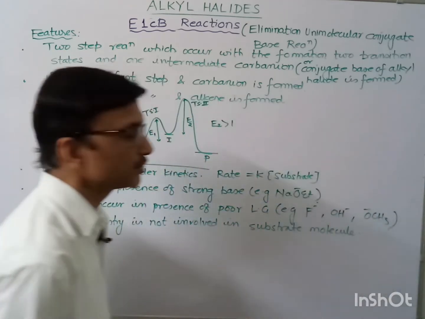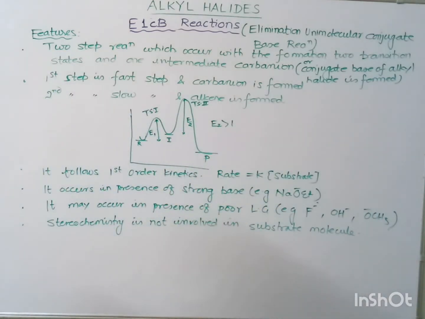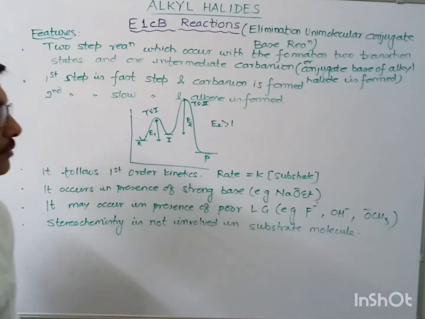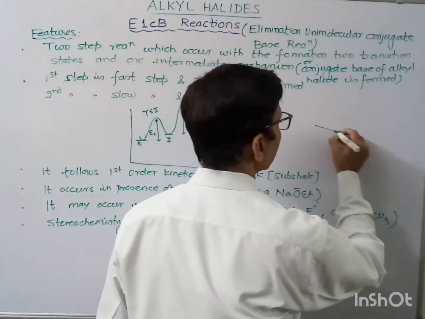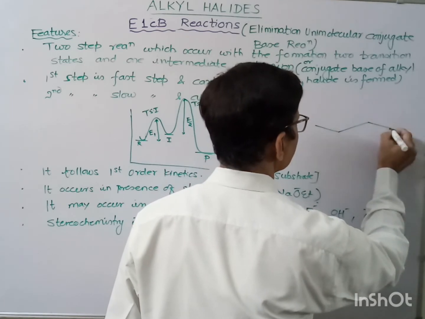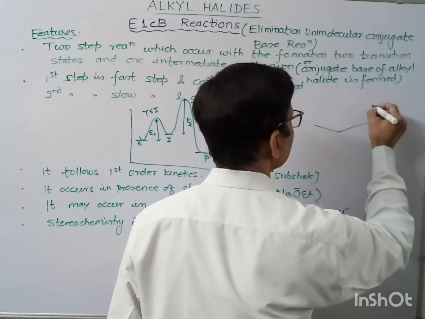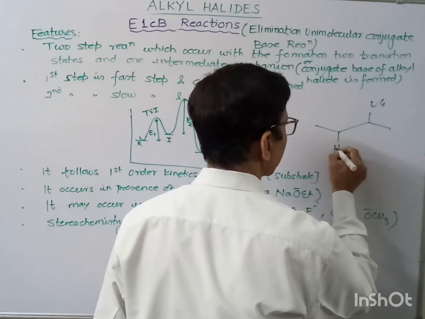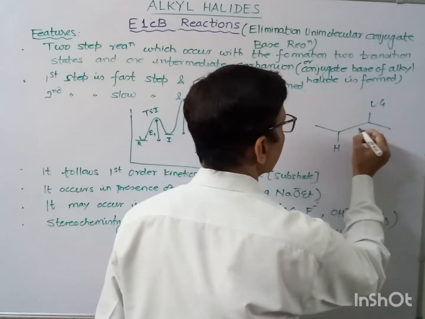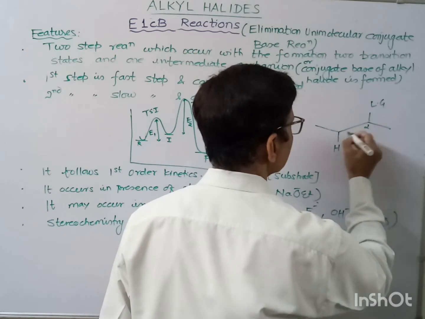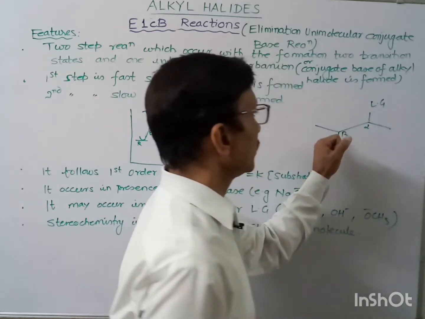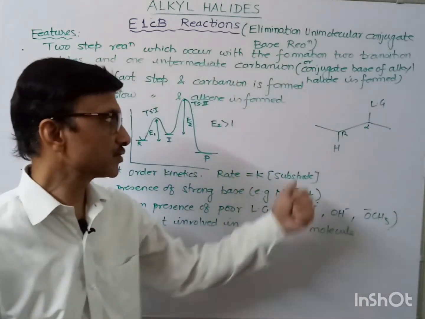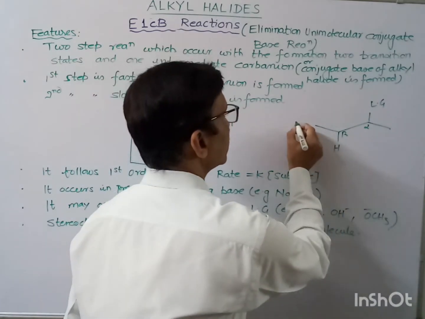Another important feature for this reaction is the presence of some electron withdrawing group at the beta H. Suppose we have this leaving group, and this is the beta H. So this is a leaving group, this is the alpha position, this is the beta position. So at the beta H, the presence of some electron withdrawing group at this beta H.